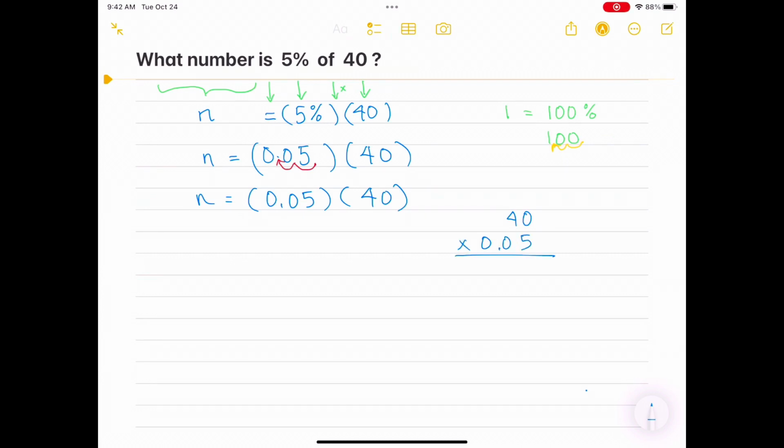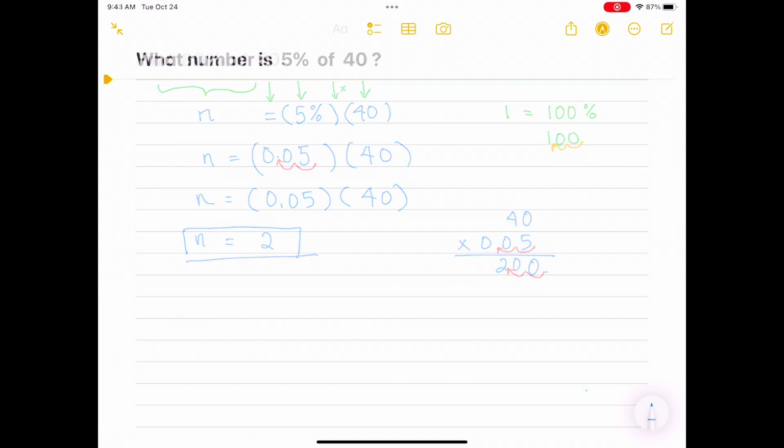And we start by multiplying 40 times 5, which is 200. And then we need to move that decimal place 2 scoops to the left to match the product with the number of decimal places in the factor. And we write that answer back in the main part of our problem, n equals 2. So 5% of 40 equals 2, and we box our answer.